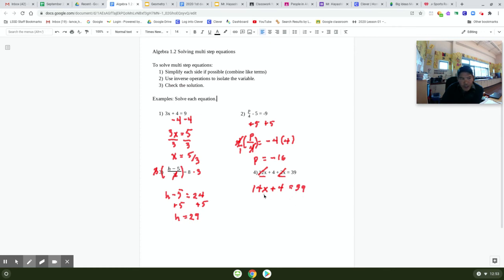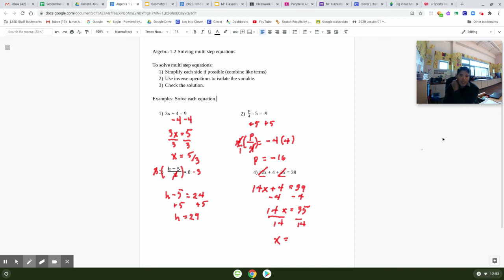Okay, so what's being done to the variable now is x is being multiplied by 14. Then you're adding 4. The result is 39. So the first inverse operation I want to do is inverse operation of adding 4, which is subtracting 4 from each side. And we're left with 14x is equal to 39 minus 4 is 35. You want to do the inverse operation of x being multiplied by 14, so you can divide each side by 14. And here's how I'm going to write the solution.